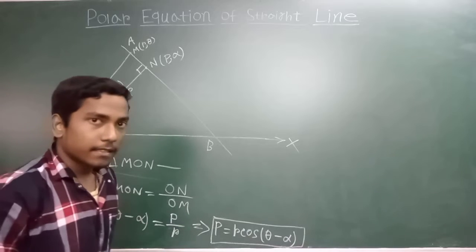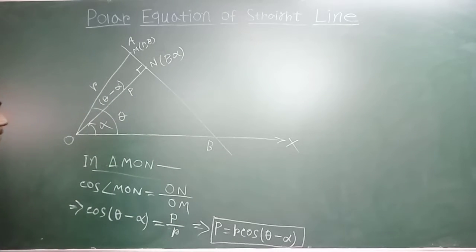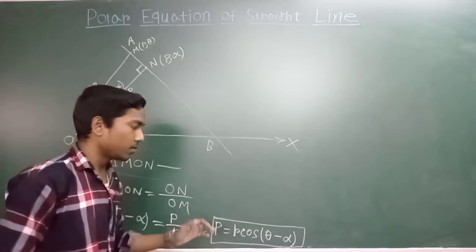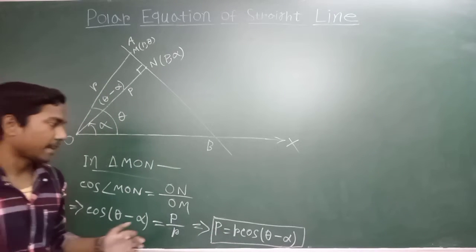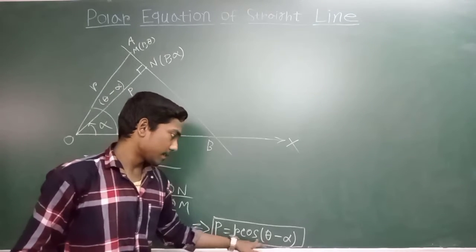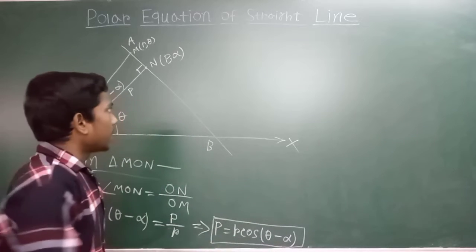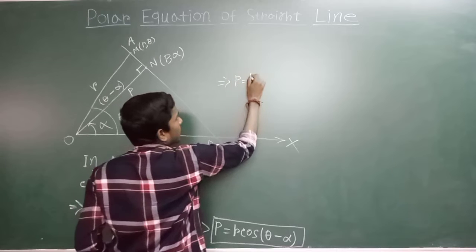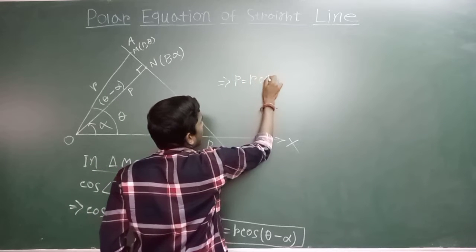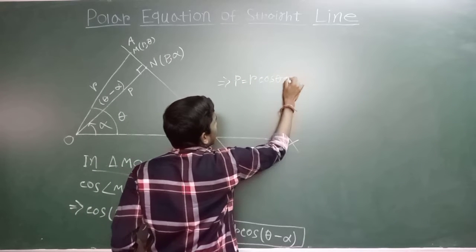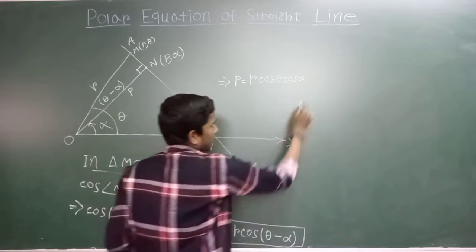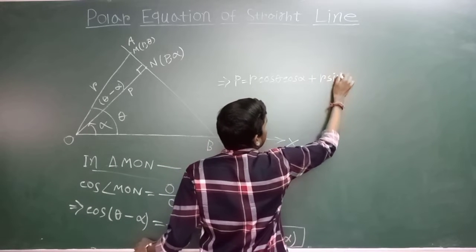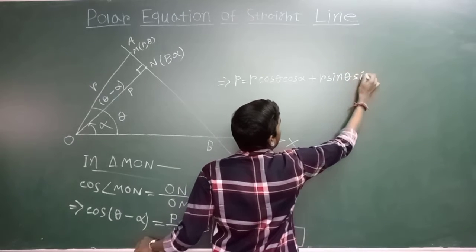Now we shall expand this equation to find its general form. We'll just use the trigonometric formula. We know cos A minus B is equal to cos A cos B plus sin A sin B. So we'll expand this cos theta minus alpha. Then we get P is equal to r cos theta cos alpha plus r sin theta sin alpha.